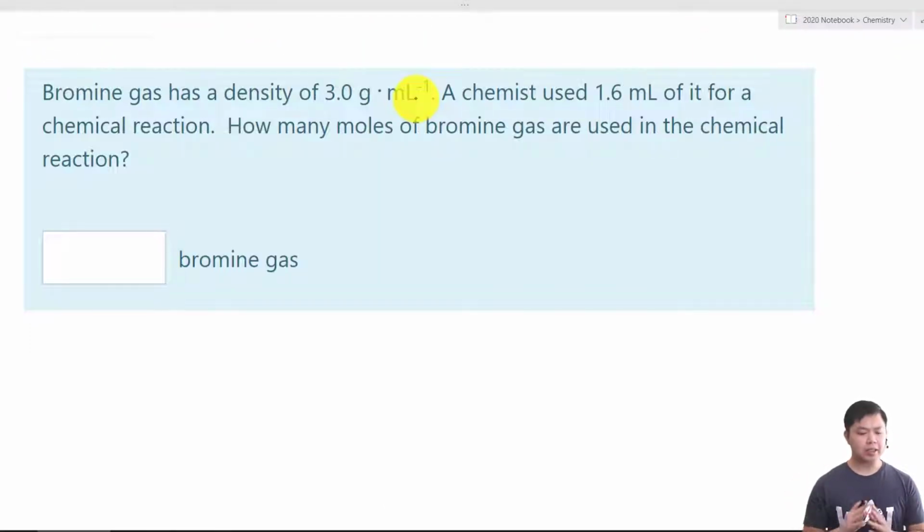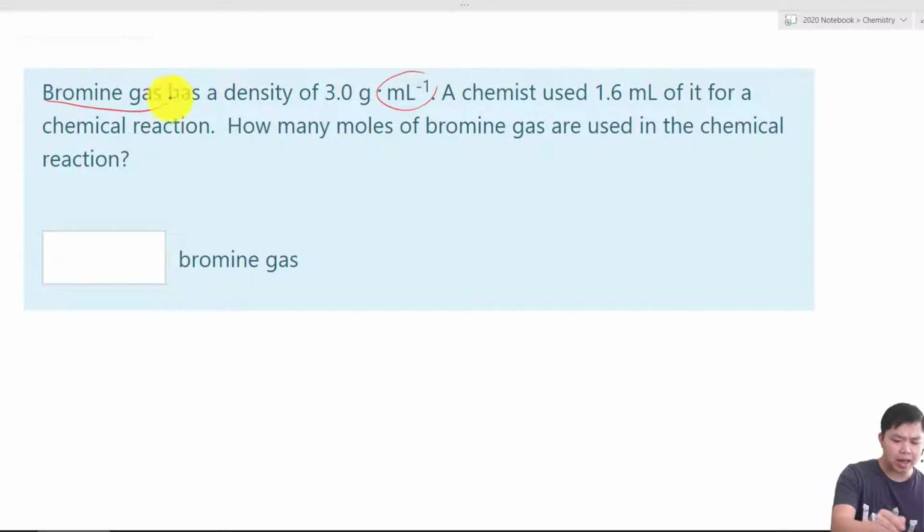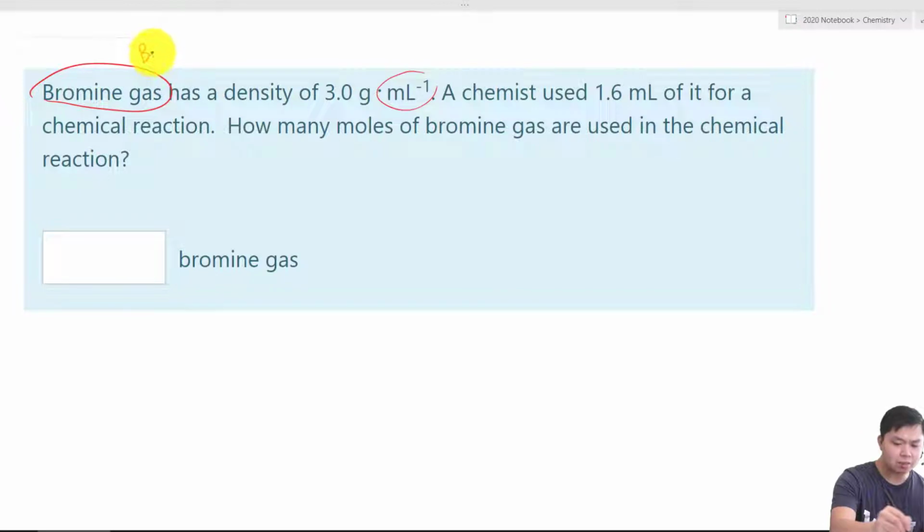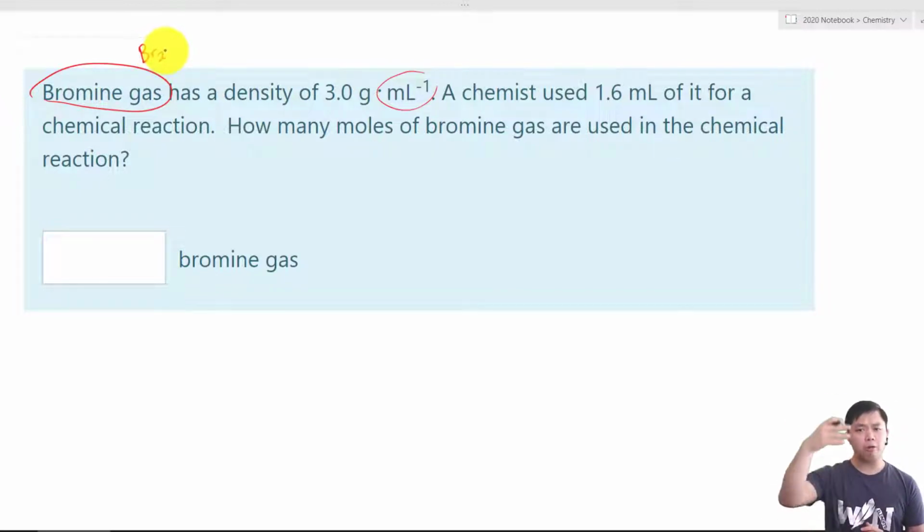For example, in this case, bromine gas has a density of 3.0 gram per milliliter, and notice how they write it like this to trick you, right? A chemist used 1.6 milliliter of it for a chemical reaction. How many moles of bromine gas are used in the chemical reaction? So first of all, what is bromine gas? A lot of students get tricked by this because they think bromine gas is just Br. No, it's Br2. All the halogen gases always come in diatomic. So that's number one trick.